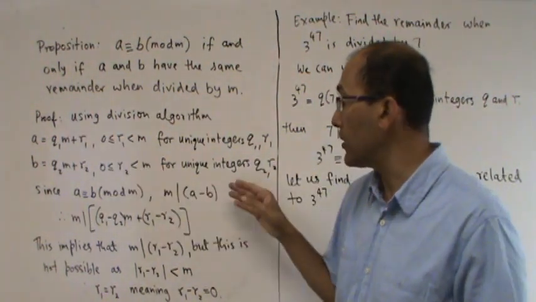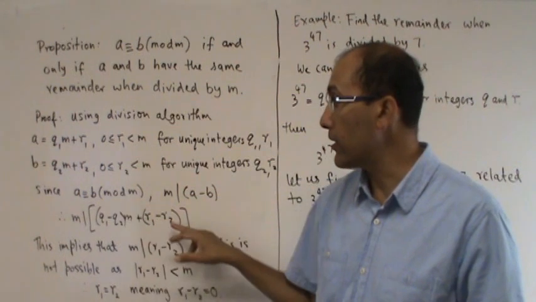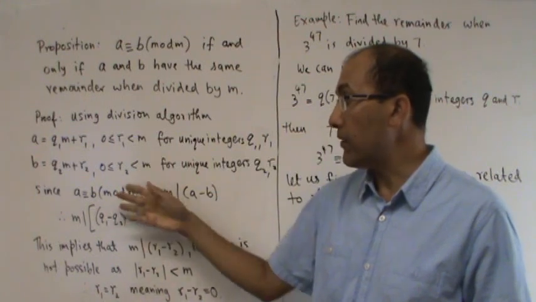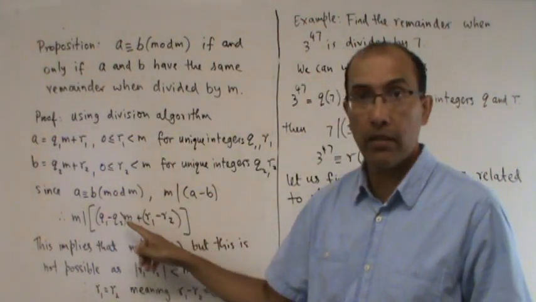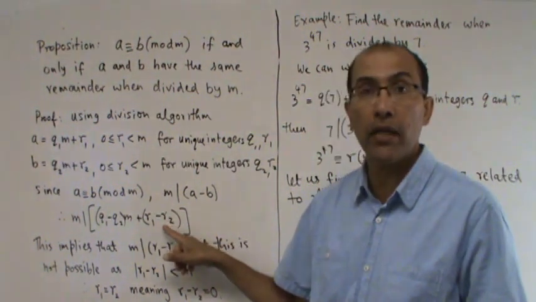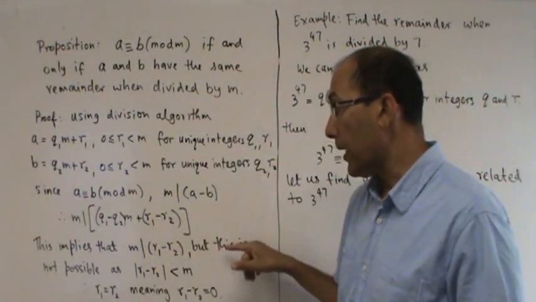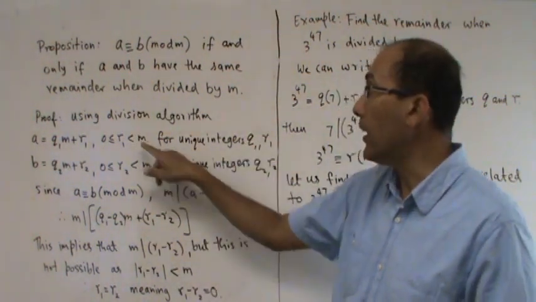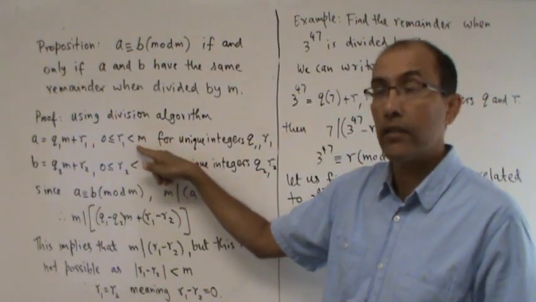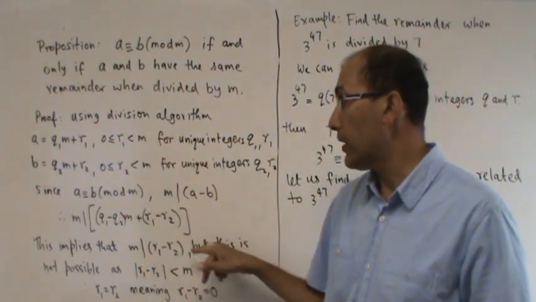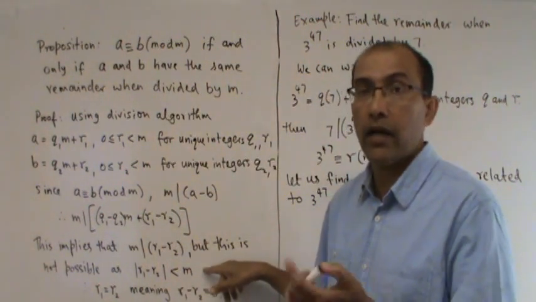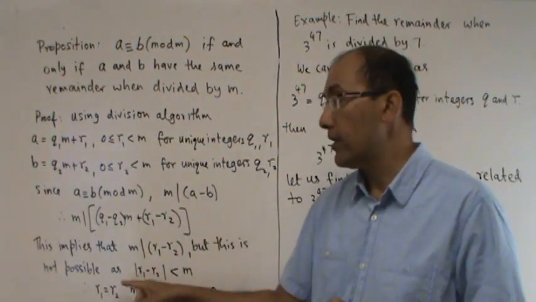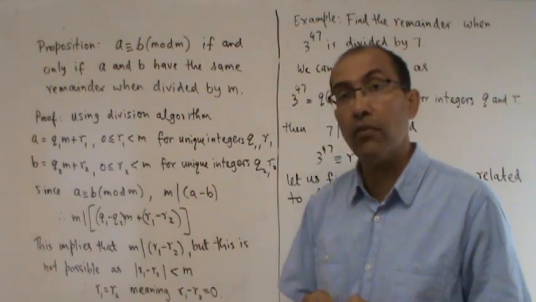Let's use our two equations. When I subtract A minus B, M must divide this expression. Now this is already a multiple of M, that means M must also divide R1 minus R2. But this is not possible because we already know R1 and R2 are numbers smaller than M. So the absolute value of R1 minus R2 has to be smaller than M. So R1 minus R2 cannot be a multiple of M unless it's 0. So that means R1 must be equal to R2.